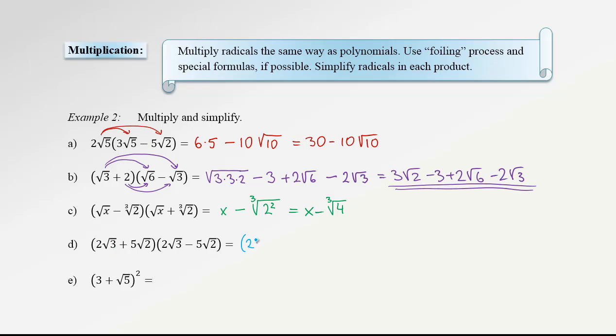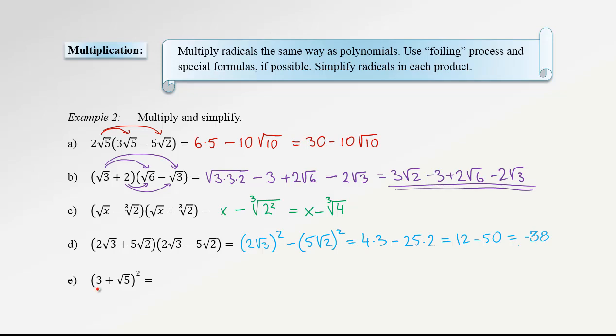Let's write it down, 2 root 3, and we are going to square it in the next step, minus the square of the last term, 5 root 2, and square it. Okay, now we can perform those squares. 2 squared is 4, root 3 squared is 3, minus 5 squared is 25, and root 2 squared is 2. Altogether we have 12 minus 50, which means negative 38.